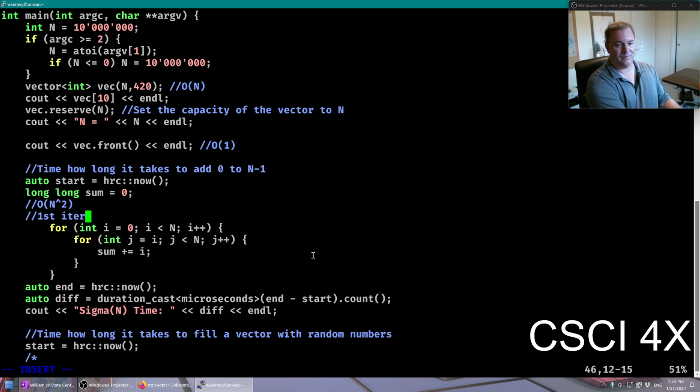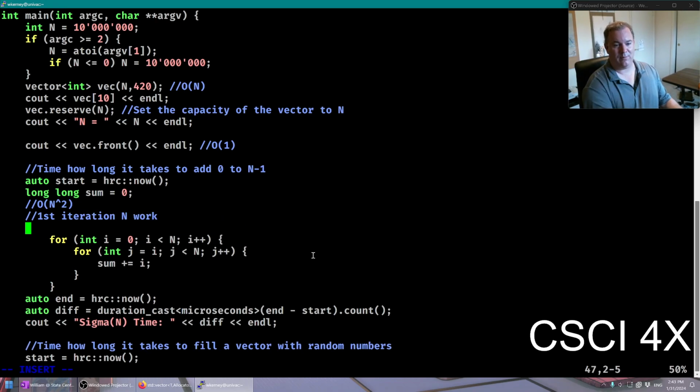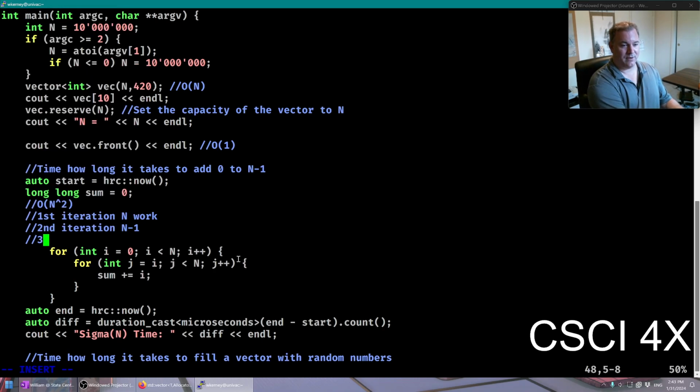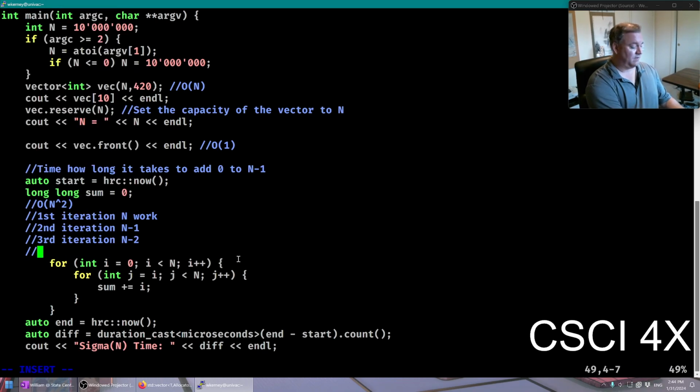The first iteration, we do n work, right? Because this is going to go from j equals 0 to j is less than n. That's n work. The second iteration, j starts at 1, so it does 1 less, n minus 1. And then the third is n minus 2. So the total work is going to be n plus n minus 1 plus n minus 2 plus n minus 3 ... plus 1. Plus 0 if you want to add 0 to something.